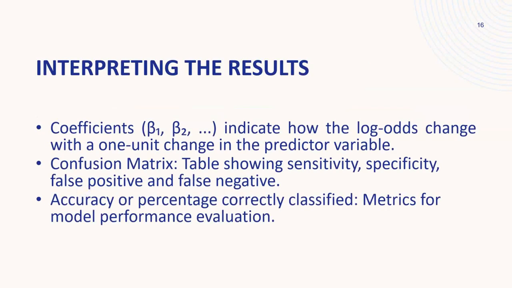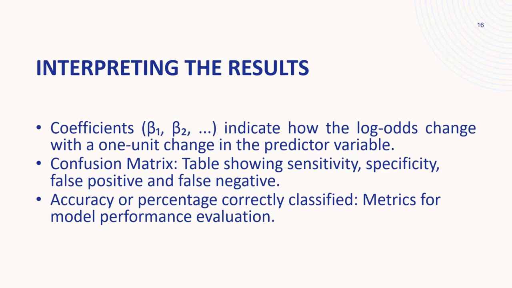Now what are the values using which we are going to interpret the results? The first are the coefficients, that is beta 1, beta 2, beta 3, the coefficients that we are getting in our model. They indicate how the log of odds changes with a 1 unit change in our predictor variable. We'll get a confusion matrix from where we are going to calculate sensitivity, specificity, false positive, false negative, and also accuracy, or percentage correctly classified in our model.